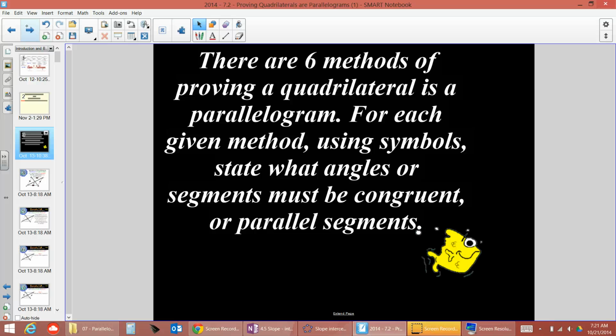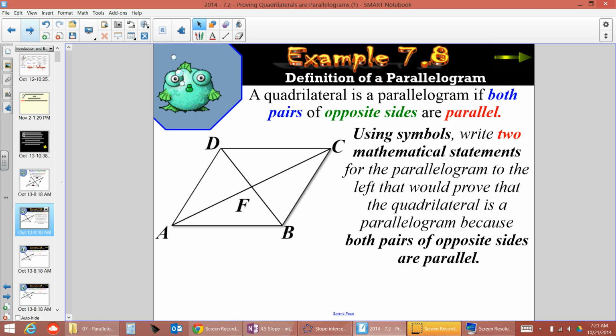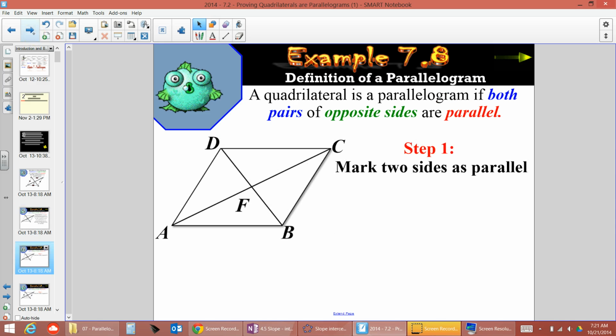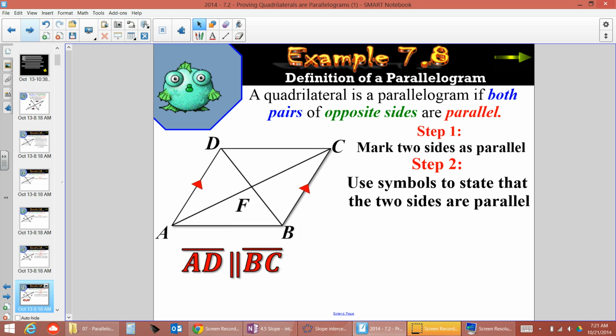For each method, you're going to give the symbols and state what angles or segments are being congruent or parallel. So right here, if I give you this definition, that opposite sides are parallel, you need to mark the diagram like this, and then give me a statement in symbols that say what's parallel to what. So, first time we're going to mark the sides that are parallel. So let's say we start out with AD and BC. Those are parallel. Well, I've got to actually write down the symbols. AD is parallel to BC.